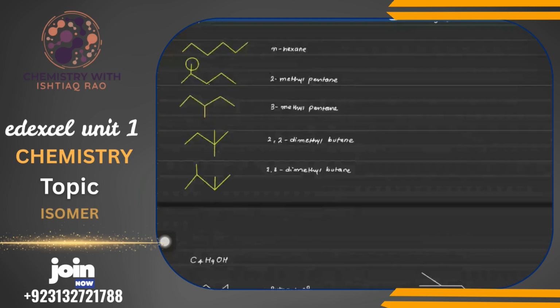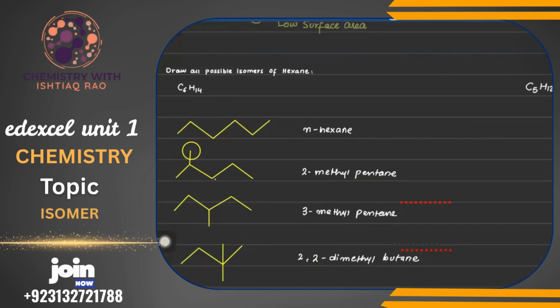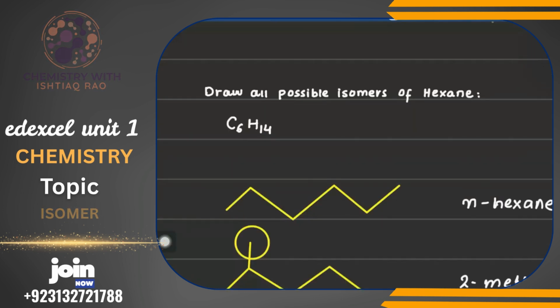First of all, you can see I have asked: draw all the possible isomers of hexane. The chemical formula for hexane is C6H14. So what you have to do is draw all the possible structures whose molecular formula is the same, but whose structure is different.